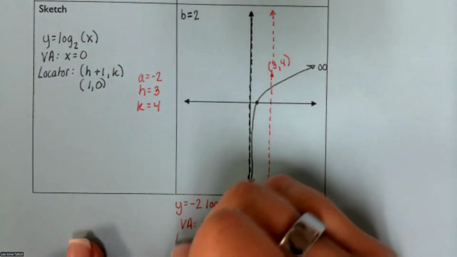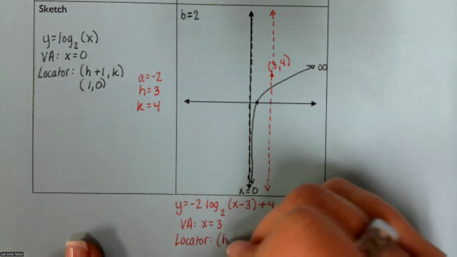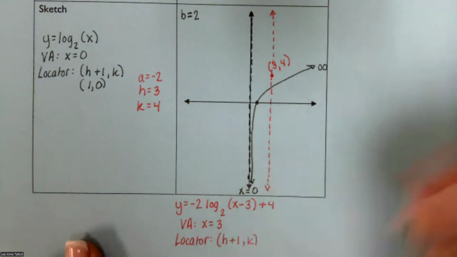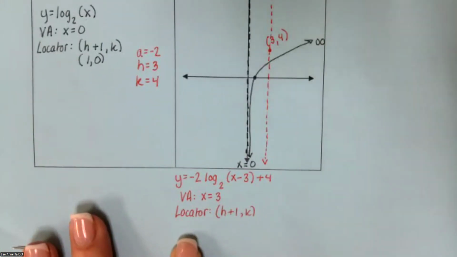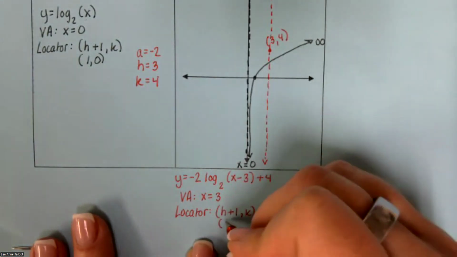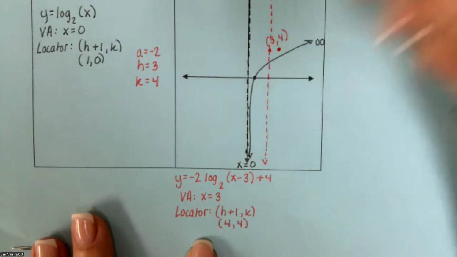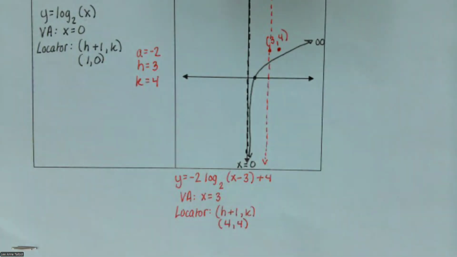Okay, now we're going to do the locator, which is h plus 1, comma k. H is 3. So you just jump one spot over. Does that work every time? Yeah, trust me, I did like 10 of them because it was really bugging me why I couldn't do it anyway.